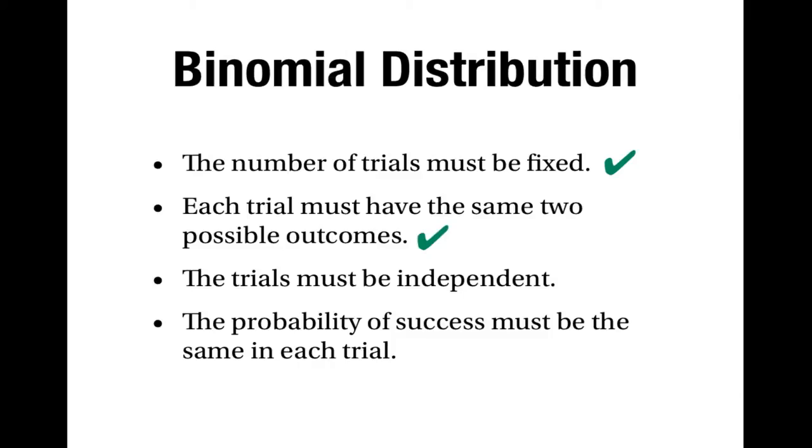Secondly, it's true that each trial has the same 2 possible outcomes because each time we either get a head or a tail. Thirdly, the trials are independent, because if I get a head one time, that doesn't make any difference to the probability of getting a head the next time. And finally, the probability of success is the same in each trial, because each time the probability of getting a head is the same. So in this case, all 4 criteria apply, and therefore it's appropriate to use the binomial distribution.